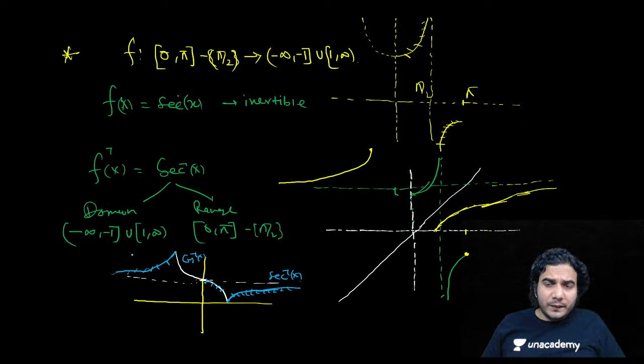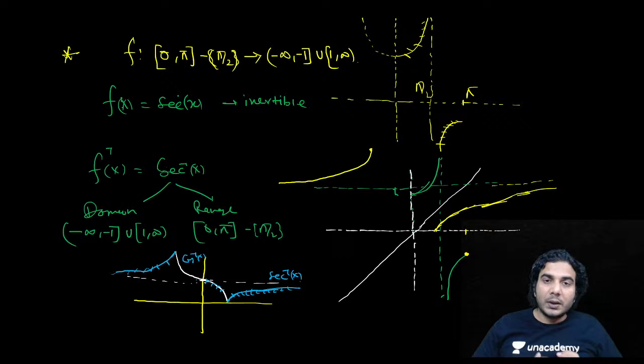This is not an odd function. Three of the trigonometric inverse functions are odd functions. Now I'm summarizing the domain, range, and properties of these functions. The domain of sine inverse and cos inverse is the same, -1 to 1. The domain of tan inverse and cot inverse is the same, R. The domain of cosec inverse and sec inverse is the same, -infinity to -1 and 1 to infinity.